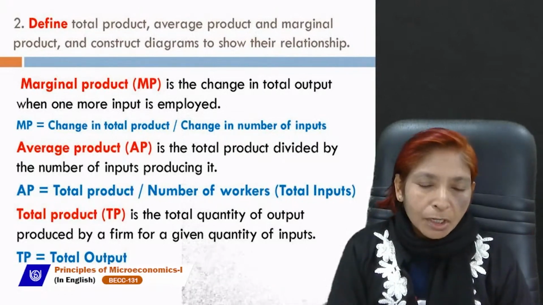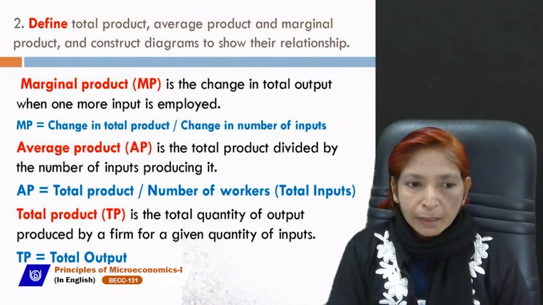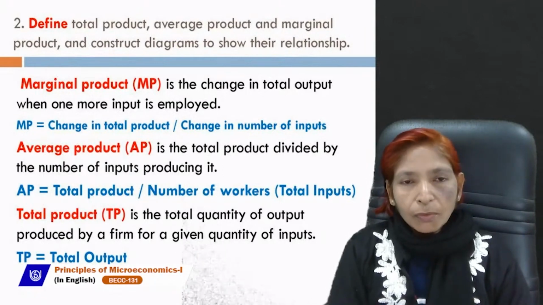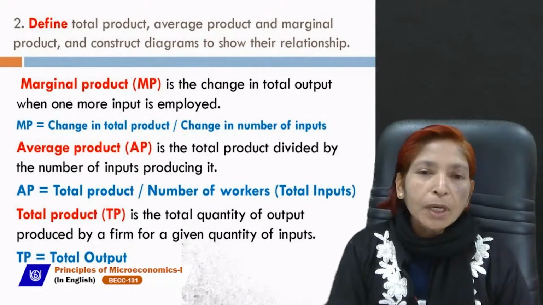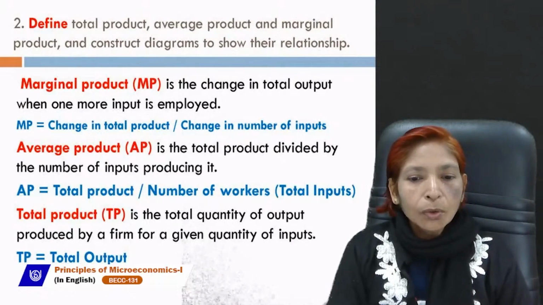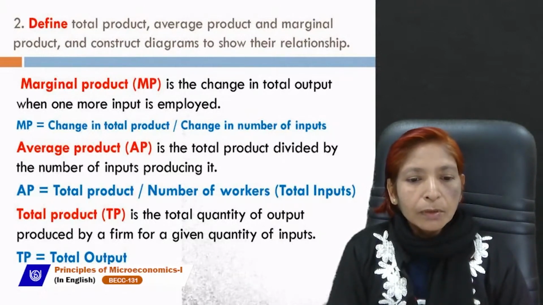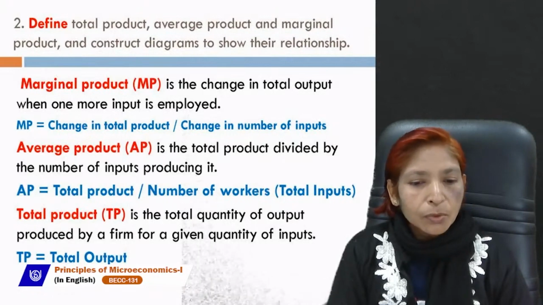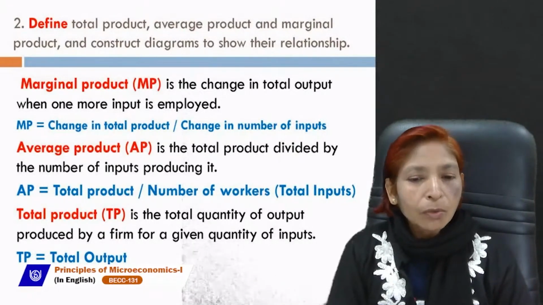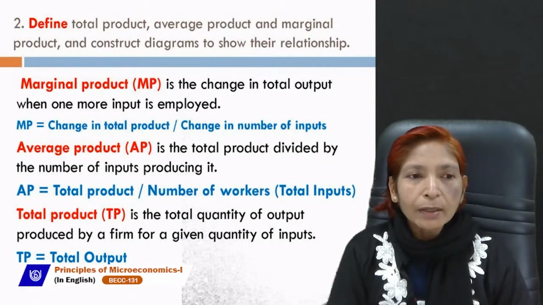So first of all, I will explain the definition of TP, then AP, then MP. What is total product? Total product, as is clear by its name, is the total. Total is the total quantity or aggregate or entire output that a producer produced. So total product is the total quantity of output produced by a firm for a given quantity of inputs.